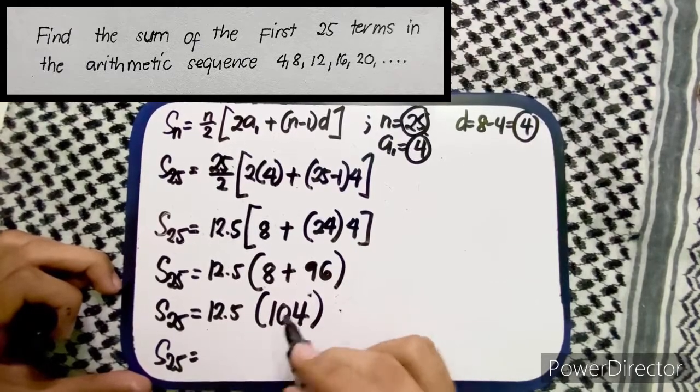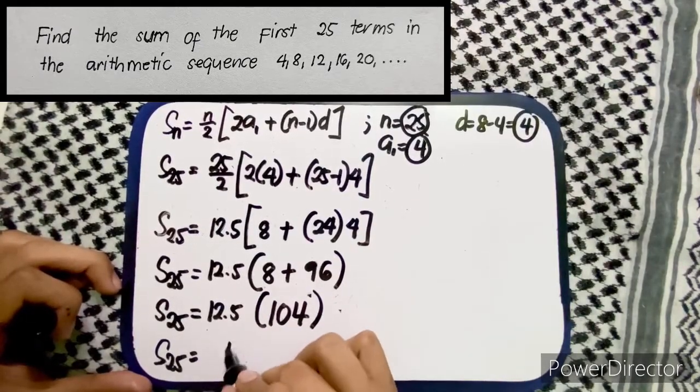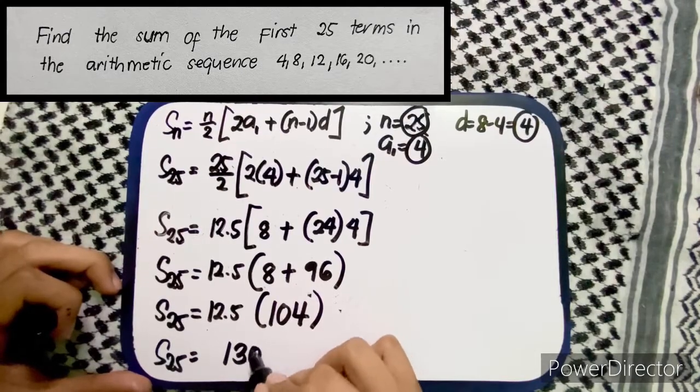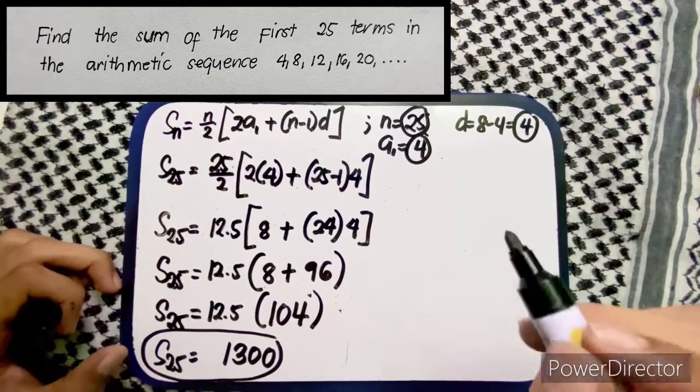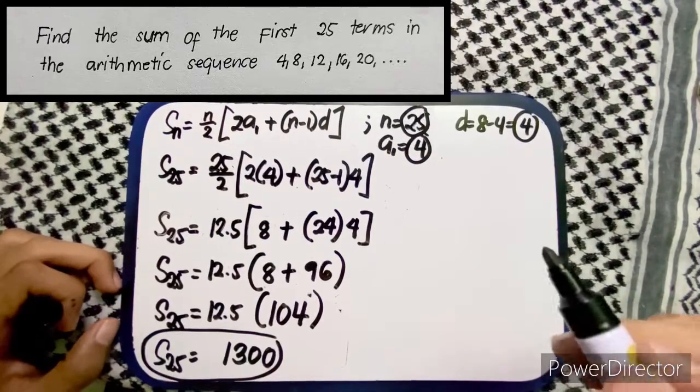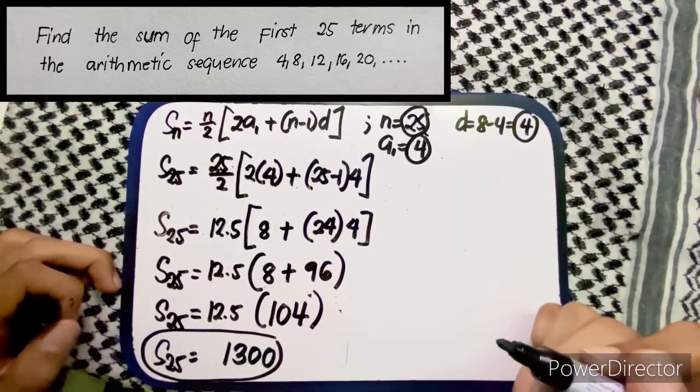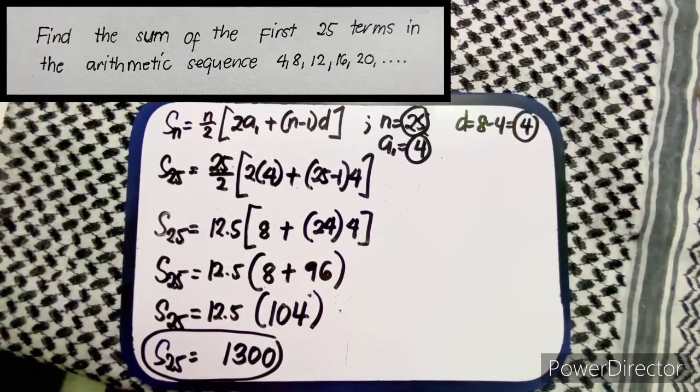If you multiply this, the answer is 1,300. So the sum of the first 25 terms in the arithmetic sequence 4, 8, 12, 16, 20, and so on is 1,300.